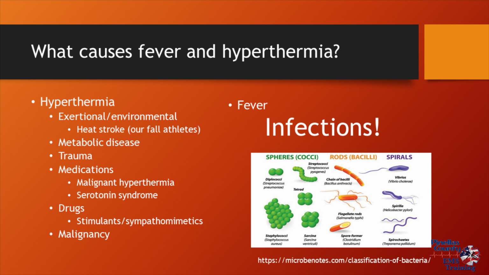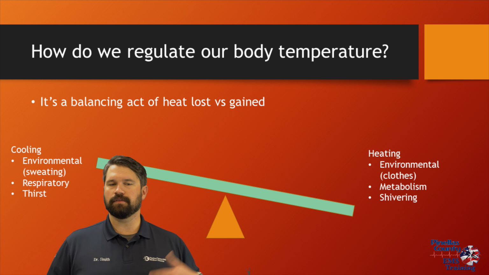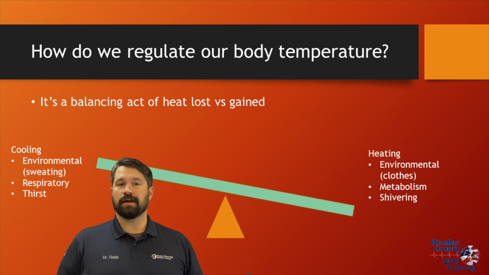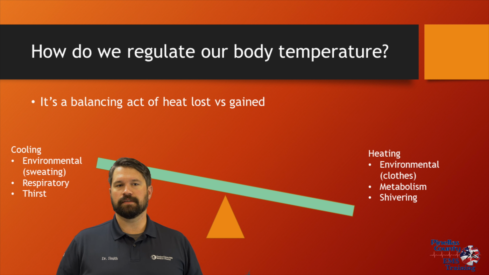So how does your body balance your temperature? It's really a balancing act. Your body is constantly producing heat and trying to cool off. So when you have an elevated temperature, it's because one of these factors has been offset. The body cools in many ways. There's environmental cooling, sweating. I know it's a lot harder in Florida when it's 100% humidity and 98 degrees. That's why we see a lot of heat injuries here. There's respiratory cooling: when you breathe in and out, your respiratory rate increases. That blows off hot air, helping cool you down.